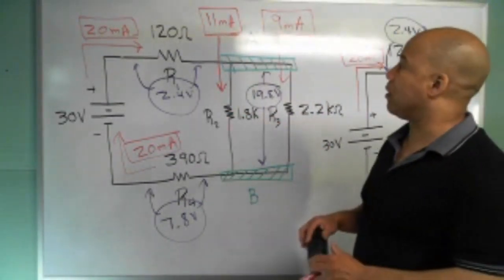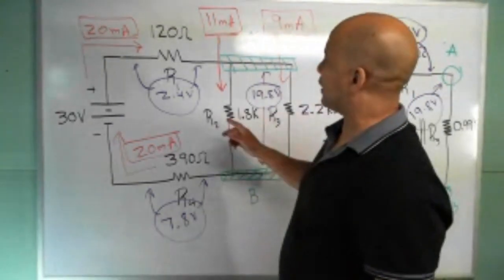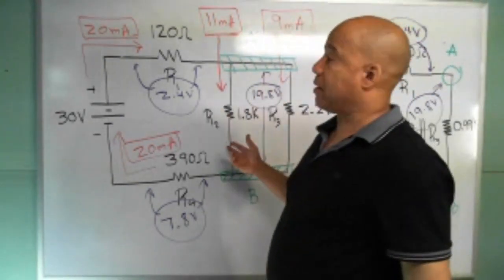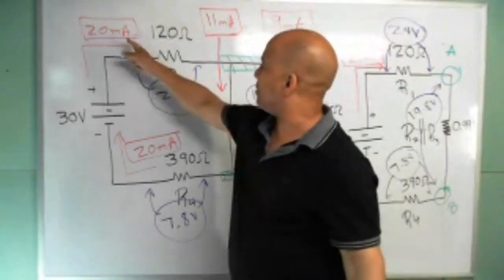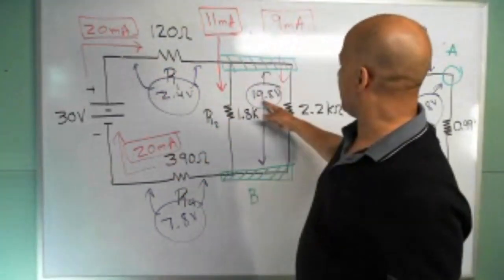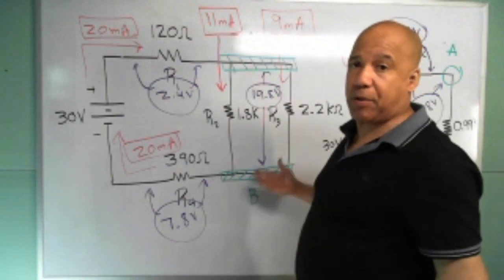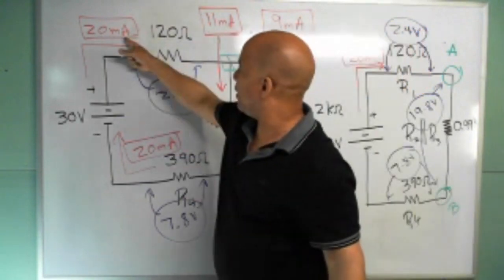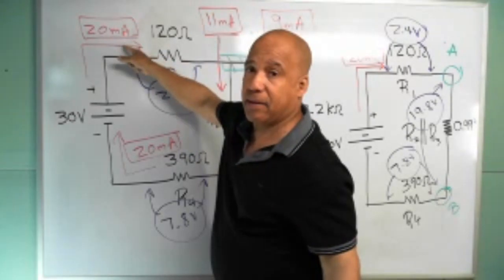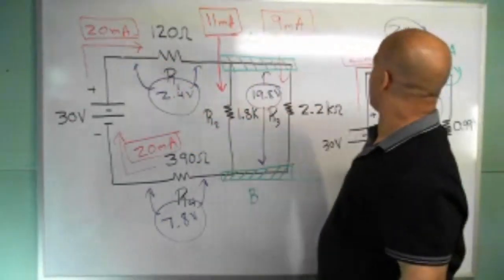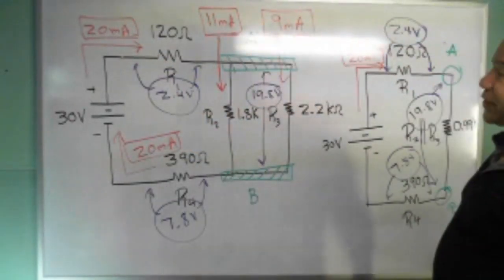All I can ask for, Felix or whoever else is looking at this, would be power. And power is always V times I. For this one, V times I. For this one is V times I. If I want the total power, that's easy too. It's V times that I. It gives me total power. So that's how you solve a series parallel.